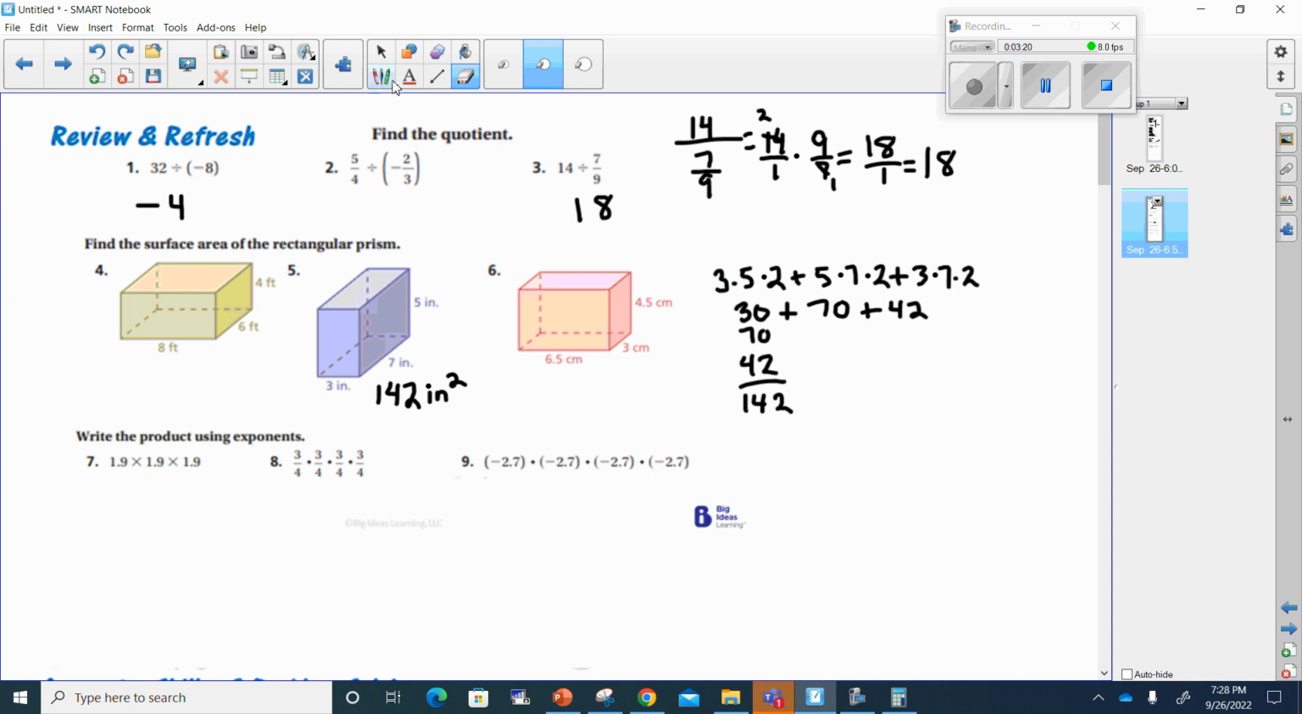Now we're going to number 7 here. Number 7 says write the product using exponents. Well, I see them taking 1.9 and multiplying it by itself 1, 2, 3 times. So this is 1.9 to the 3rd power. Next for number 9, I see -2.7 multiplied by itself 1, 2, 3, 4 times. I must put in parentheses the negative for the negative to be multiplied by itself. And then I'll put all this to the 4th power.